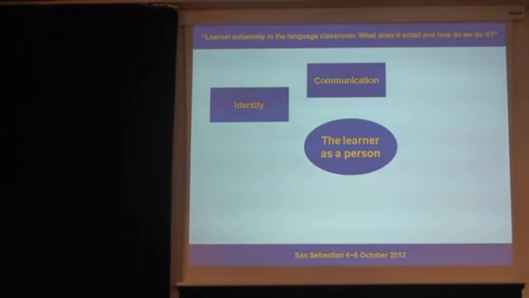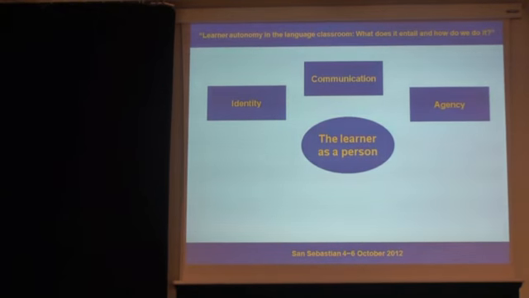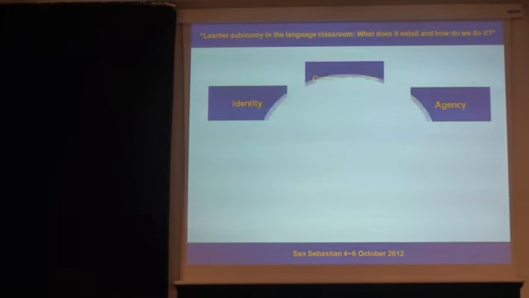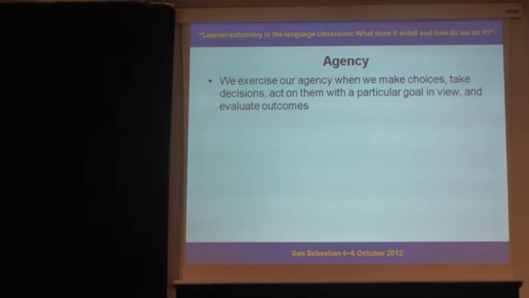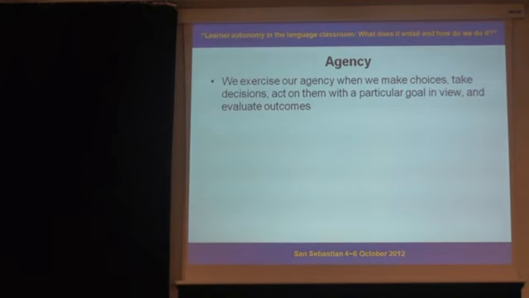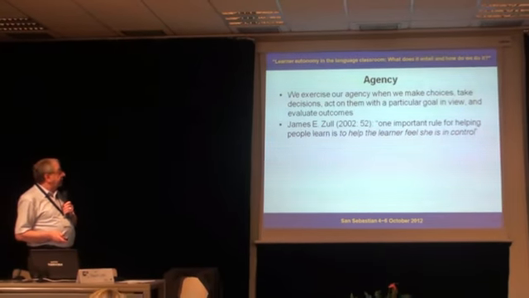We have an identity which we communicate gradually through the target language. And through communication, we get to agency again. We exercise our agency, of course, when we make choices, take decisions, act on them with a particular goal in view, and evaluate outcomes.